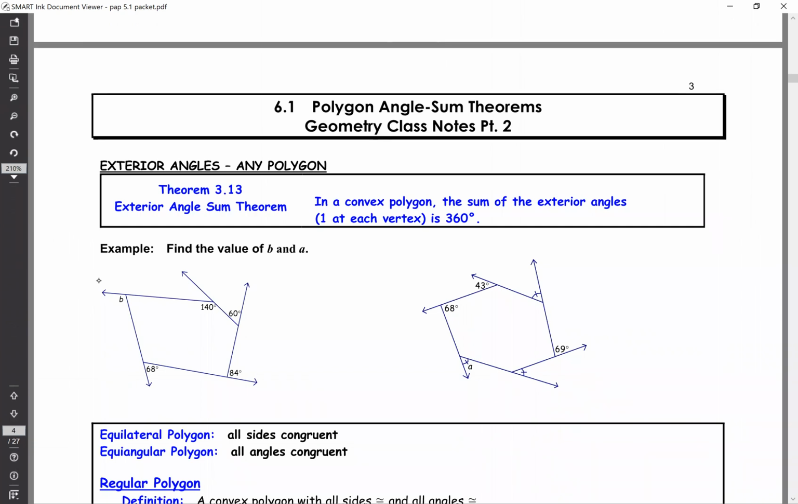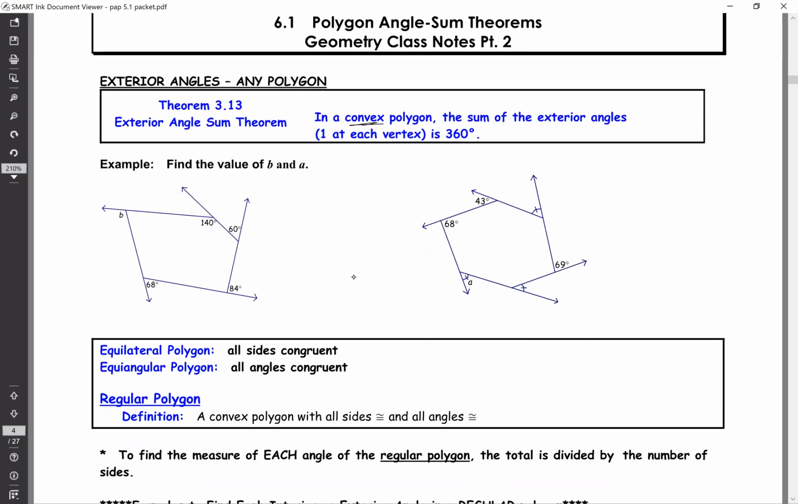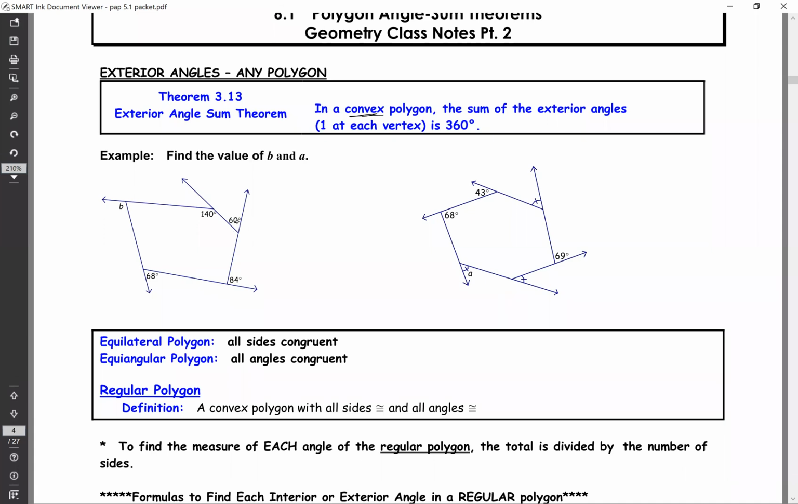And we're going to talk about exterior angles, and this will work for any polygon. So in a convex polygon, so convex again, the sum of the exterior angles is going to be 360 degrees. So if you see, we got a polygon in here, and then we got all these little sides coming off of it. Those are your exterior angles on the outside. So we have a 60-degree one, we have an 80, a 68, this one labeled B. But then here we see this 140.